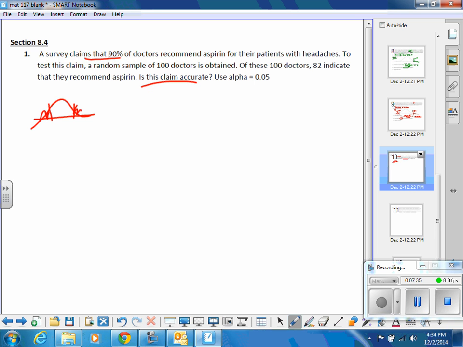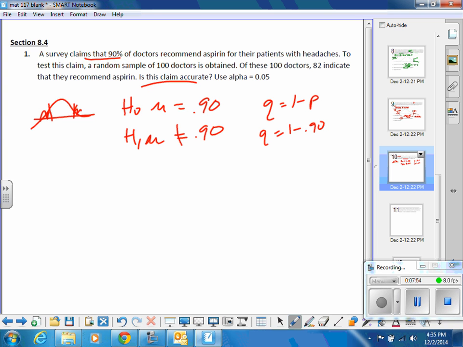Let's talk about our H0. P is equal to 0.90 because it's a percent. H alternative, P does not equal 0.90. Now here's the deal. We got to find the Q value because we're dealing with this P stuff. Q is 1 minus P. Q would be 1 minus 0.90, which is going to be 0.10. We also need to figure out what P hat is. Well, P hat comes from whatever you're talking about with your sample. Divide it, which gives me 0.82.